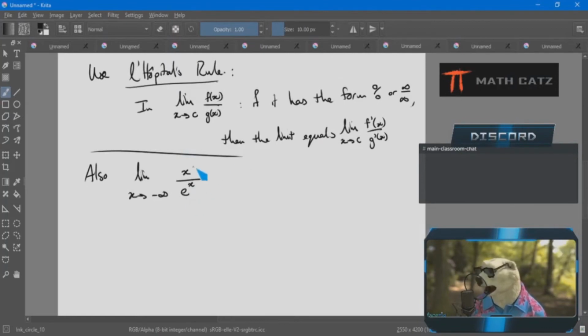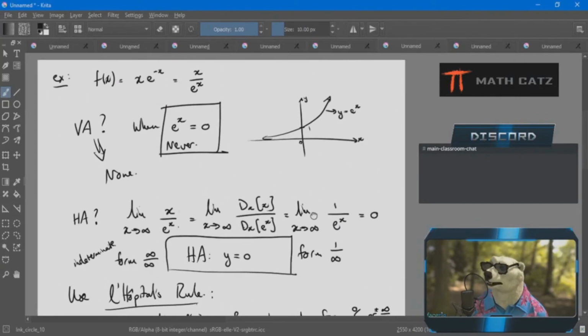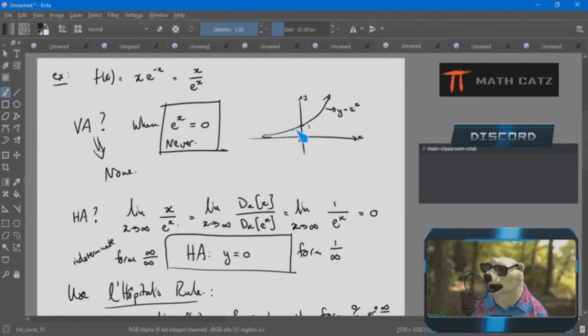Can I use L'Hopital's rule again? Can I just take the derivative of the top and the bottom? No. I can only do that if the form is 0 over 0 or infinity over infinity. It's very specific. If it doesn't work like that, I cannot do this. It is garbage. What is the form in this case? Well, it's infinity. I don't care which one. Positive, negative. It's infinity for x, right? What about the bottom? I read it off my graph. It's a basic function. When x goes far to the left, e to the x goes to 0.